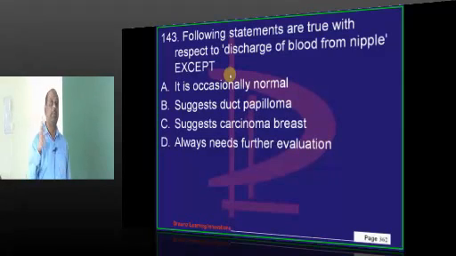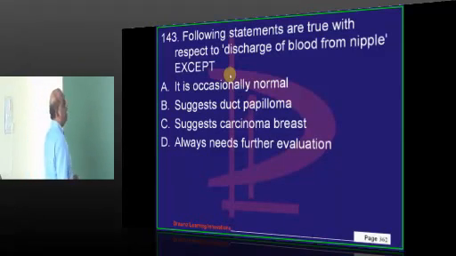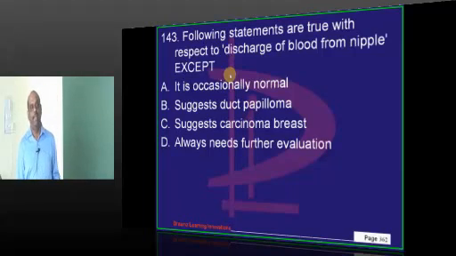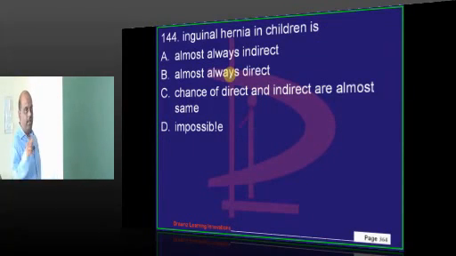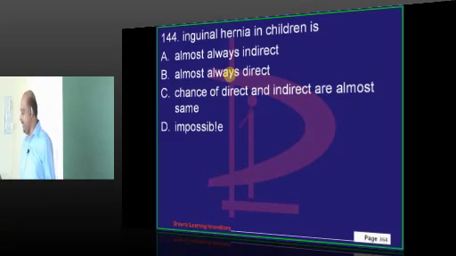You have to be 100% sure on prostate cancer, thyroid cancer, breast cancer. How do you stage breast cancer? How do you evaluate a breast mass? It suggests either papilloma or a carcinoma and always needs further evaluation, is what you need to basically remember. Inguinal hernia, commonly in the pediatric population, is what kind of inguinal hernia, doctor?